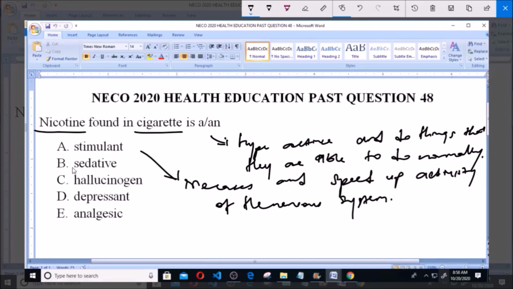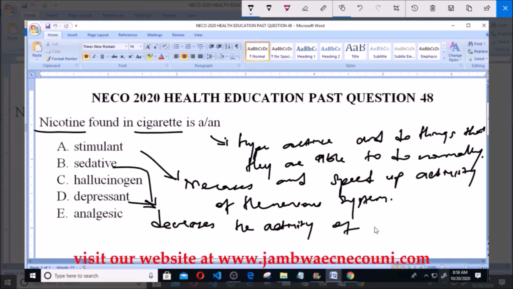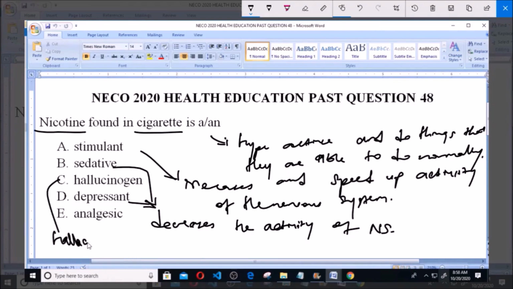Now if you look at option B here saying sedative, a sedative is a depressant. Sedatives and depressants work in the same way. That is, sedatives and depressants decrease the activity of the nervous system. They shut down arousal and alertness of the nervous system. Now hallucinogens are simply drugs that cause hallucination. These drugs are responsible for hallucination, making you feel things that are not actually around you.